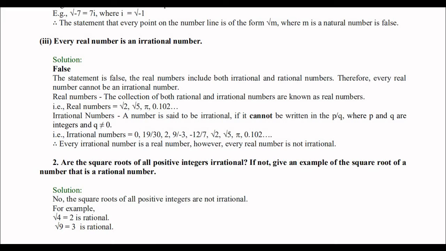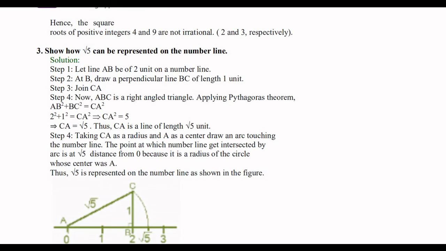Are the square roots of all positive integers irrational? If not, give an example of the square root of a number that is a rational number. The solution for it is no. The square roots of all positive integers are not irrational. For example, root 4 is equal to 2, which is rational, and root 9 is equal to 3, which is also a rational number. Hence, the square roots of positive integers 4 and 9 are not irrational.